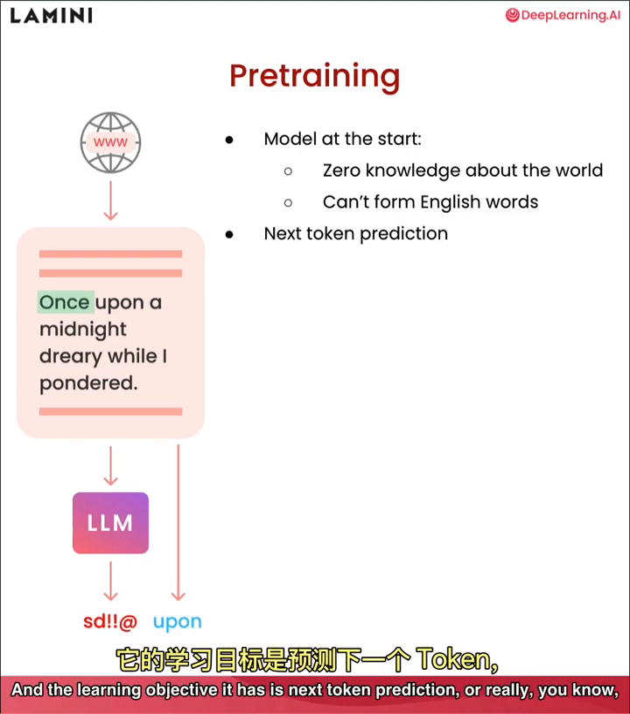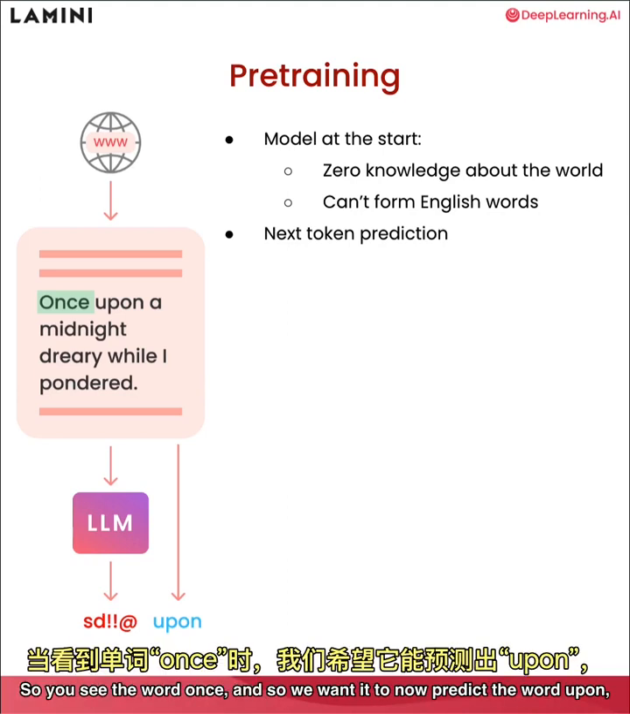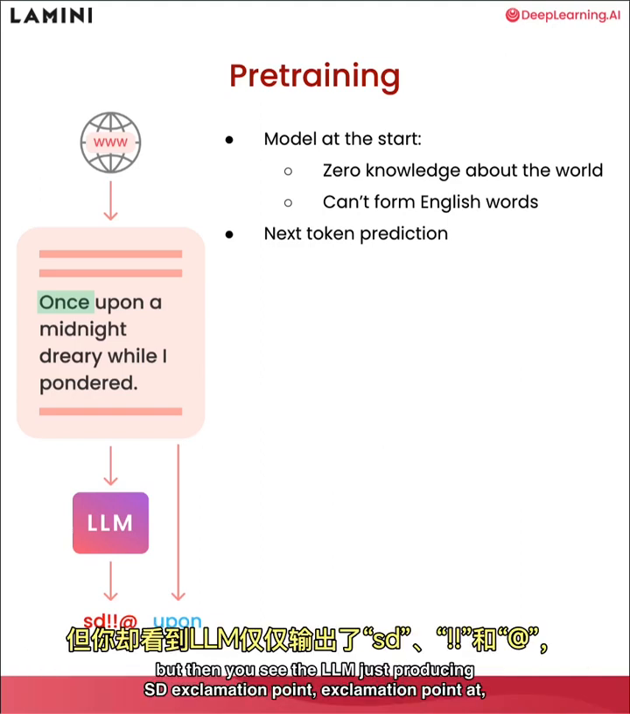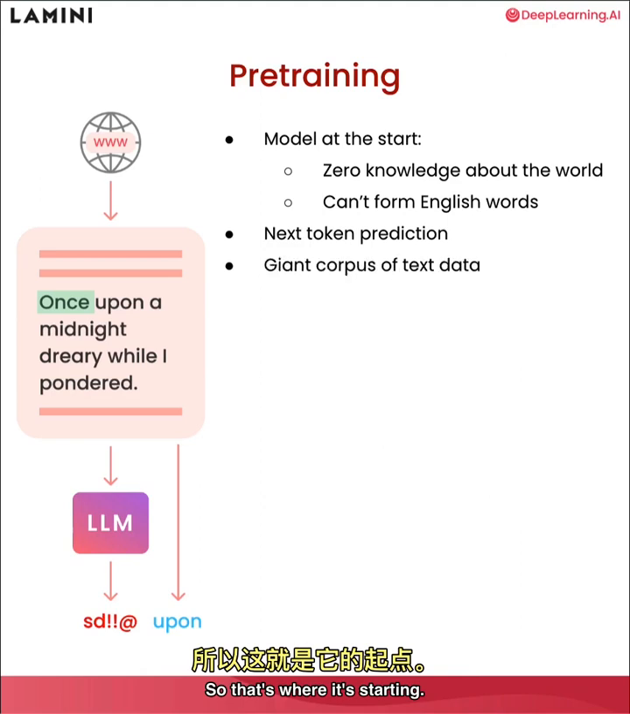And the learning objective it has is next token prediction. Or really, in a simplified sense, it's just the next word prediction here. So you see the word once, and so we want it to now predict the word upon. But then you see the LLM just producing SD exclamation point, so just really far from the word upon. So that's where it's starting.